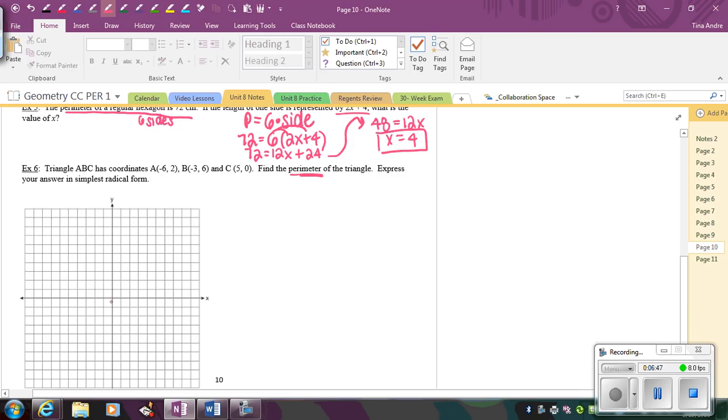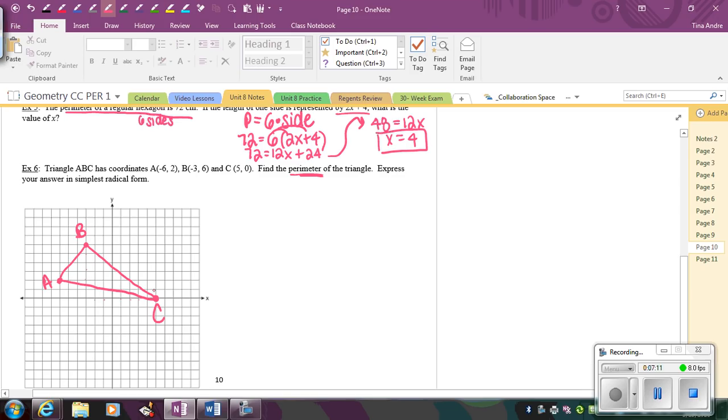So we have negative 6, 2. So 1, 2, 3, 4, 5, 6 up to negative 3, 6. So 1, 2, 3, 1, 2, 3, 4, 5, 6. And 5, 0. 1, 2, 3, 4, 5. Our goal is to find the perimeter of this triangle.